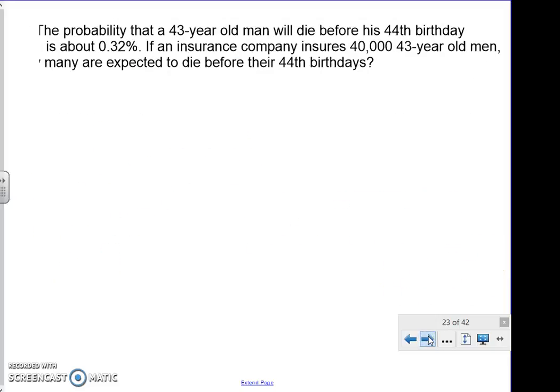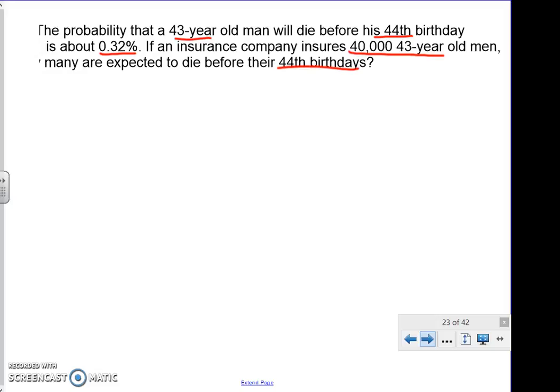All right, the next one, and I think this actually reads incorrectly on your paper, so make sure you correct it. It says the probability that a 43-year-old man will die before his 44th birthday, that's where the correction is, is about 0.32%. If an insurance company insures 40,000 43-year-old men, how many are expected to die before their 44th birthday?